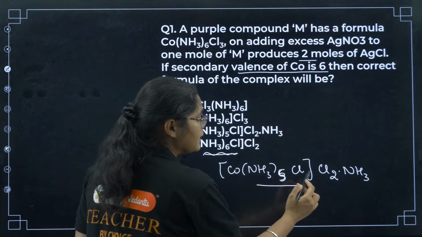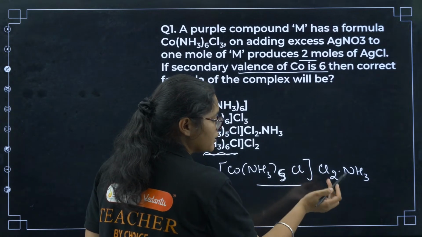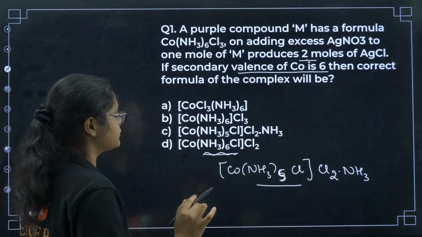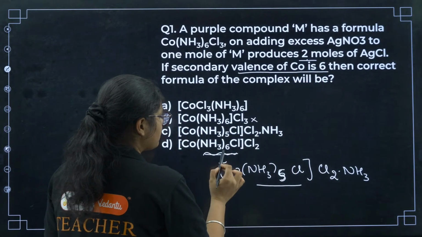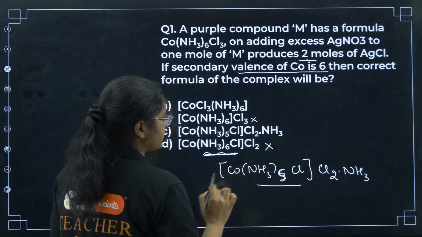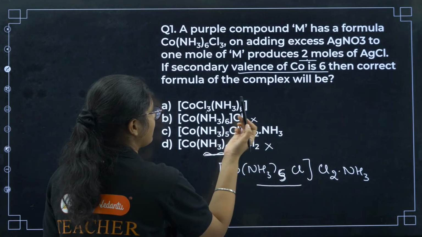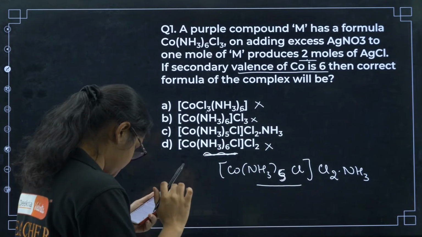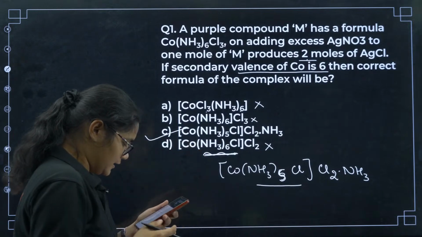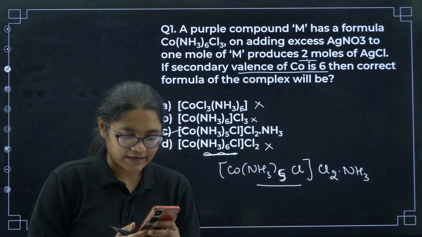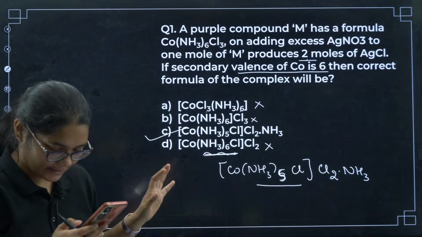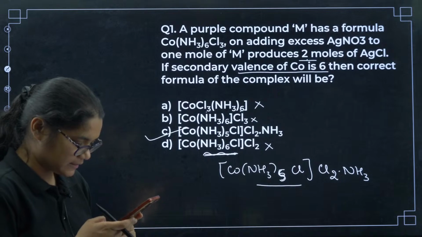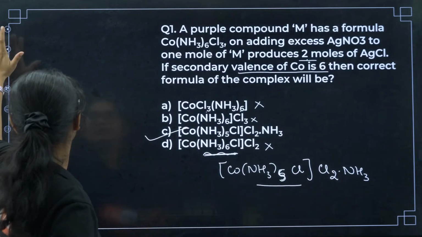So we cannot have 3 chlorine outside also, because if I keep 3 chlorine outside, I will get 3 moles of AgCl. So this is also wrong. Here the secondary valency is not satisfied, so this is wrong. Here also the secondary valency is 9, so this is also wrong. According to me, the correct answer has to be option number C. Option C is the correct answer. I hope all of you are getting it. Let's move to the next question.